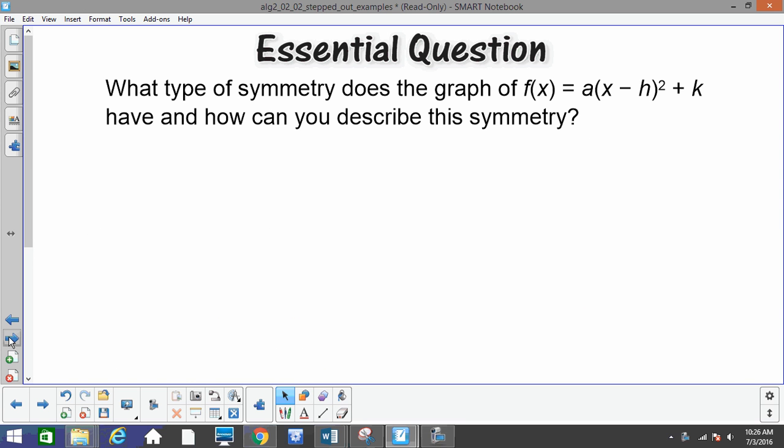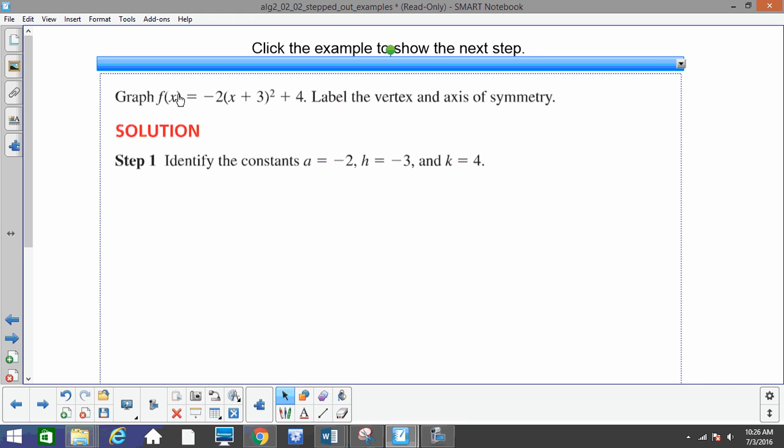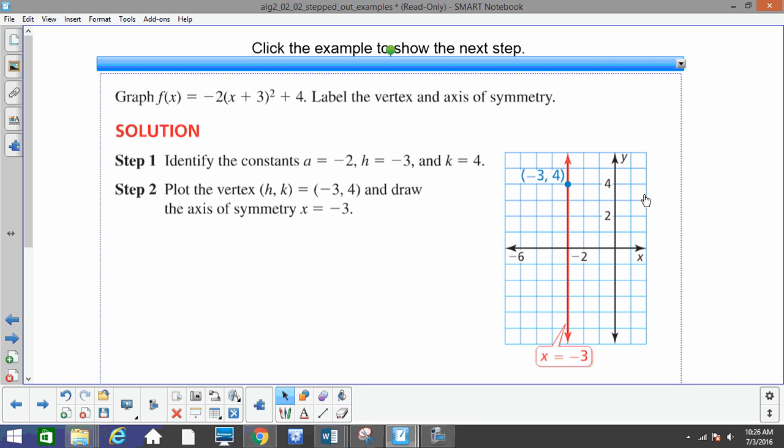So what we're going to be doing today is looking at symmetry of quadratics. In our first example, we've got -2 times quantity x plus 3 quantity squared plus 4. We want to label the vertex and axis of symmetry. Well, we've got a = -2, h is -3, k is 4. So our vertex is going to be at -3, 4. Axis of symmetry is x equals -3.